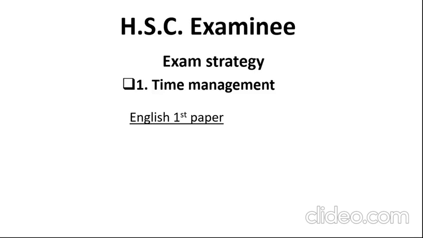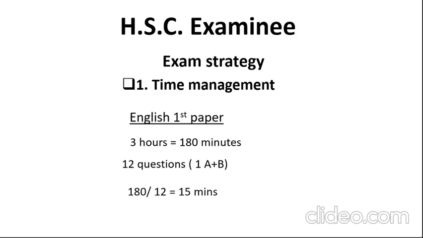For English first paper, 3 hours, that means 180 minutes. You have 12 questions including number 1A plus B. If we divide 180 minutes by 12 questions, you will get 15 minutes for each question. So according to this, we will divide our time.